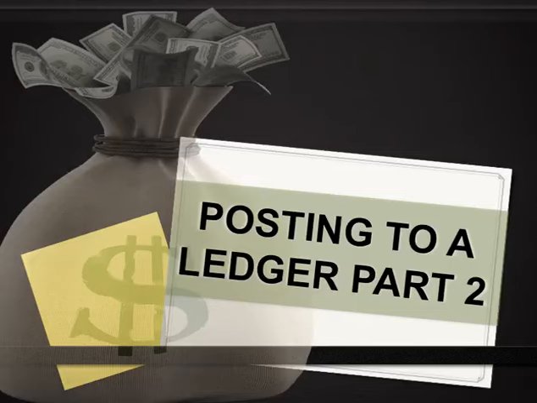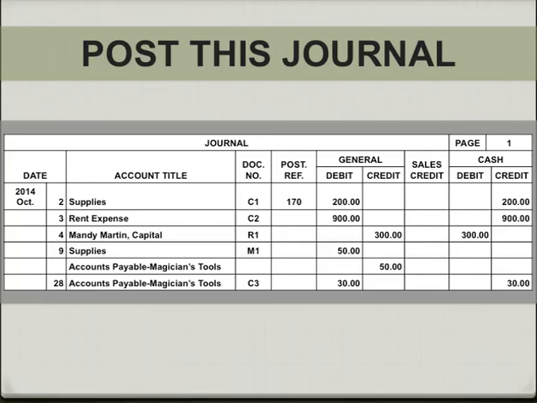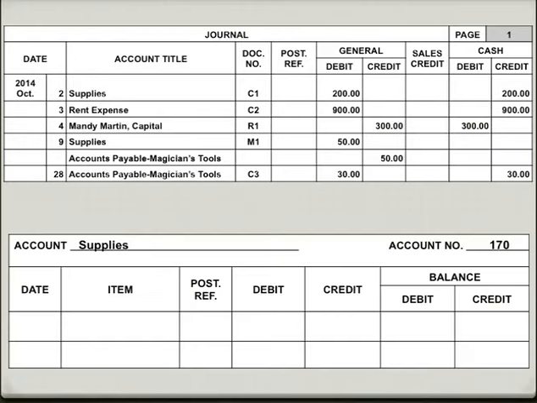This lesson will teach you how to post individual amounts found in the general debit and credit columns of a journal to an account in a ledger. In a previous lesson, you were introduced to a ledger and you practiced calculating new account balances. In this lesson, we'll be posting the entries found on this sample journal page to the appropriate account in a ledger. We will only be posting the general debits and credits. You will learn how to deal with the special cells and cash columns later.